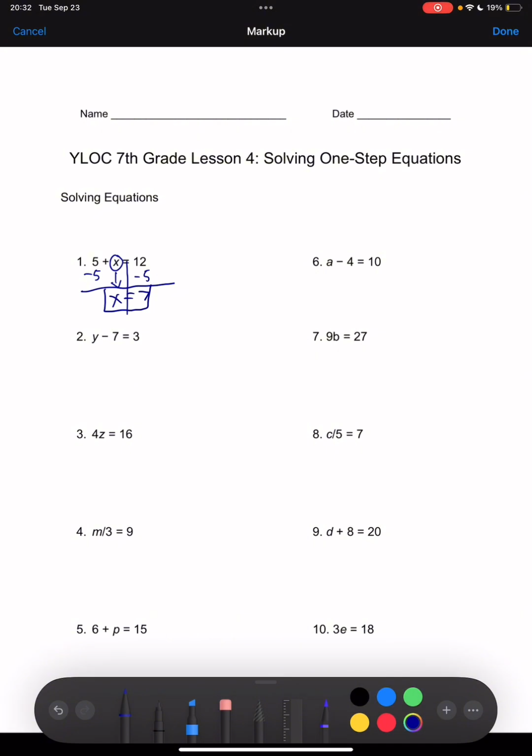Number 2, y minus 7 is equal to 3. So I'm going to draw a line, and I'm trying to isolate y by itself. So I have to remove the minus 7, and the opposite of minus 7 is plus 7. So I'm going to add 7, and we have to do the same thing to the other side. So we're going to add 7 to the 3, and that means y is equal to 10.